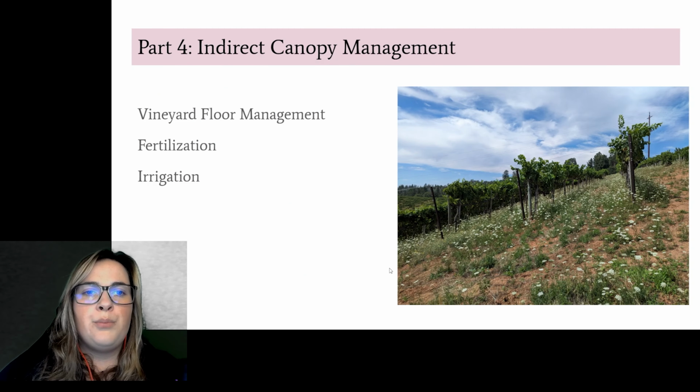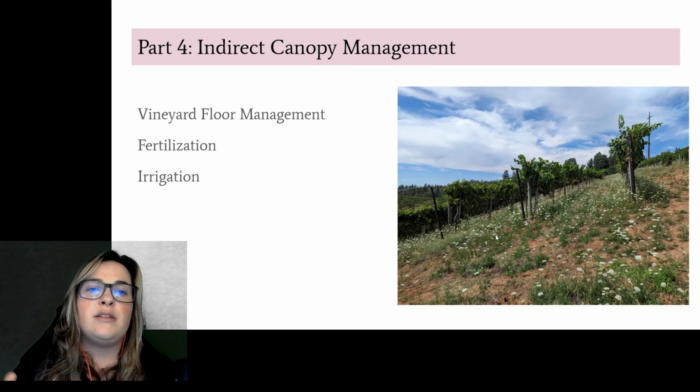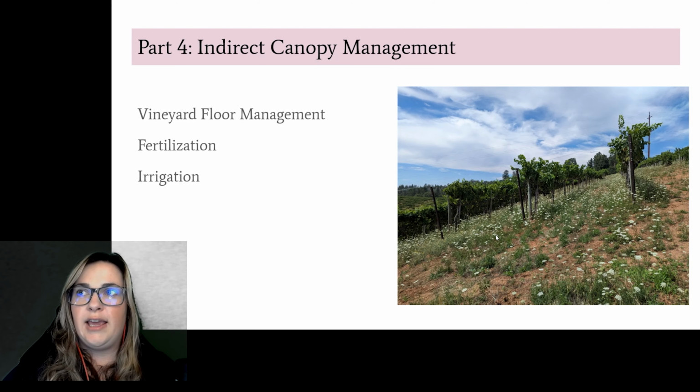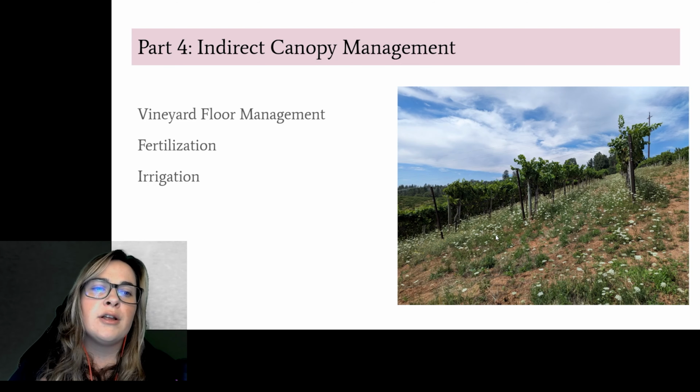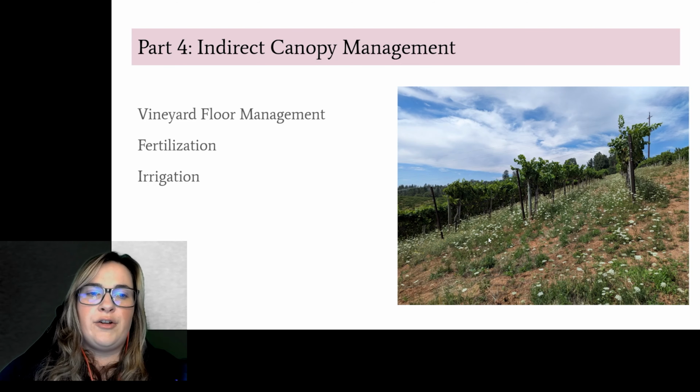Okay, part 4, indirect canopy management. So for this, we're looking at ways to manage the canopy without directly touching the canopy. So we're looking at the vineyard floor, fertilization, and irrigation.